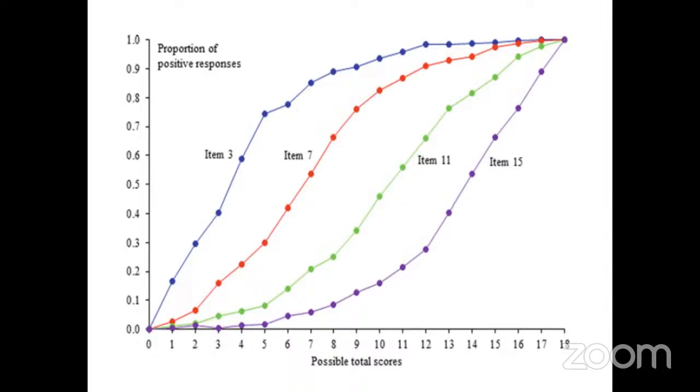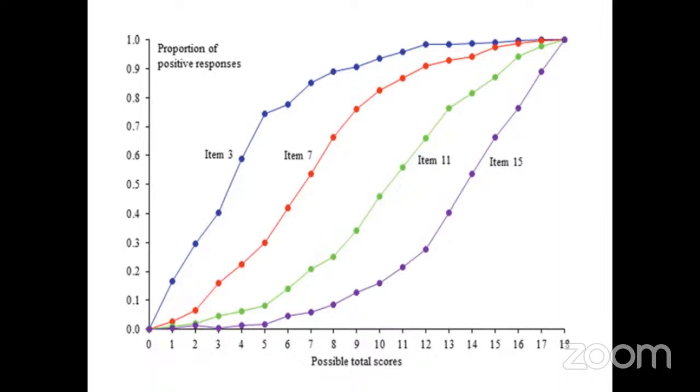Why? Because you see that among all the people who got a total score of 1 out of 18, maybe 300 or 400 people, a little lower than the others, around 40% could answer item number 3 correctly. So that's how it goes.